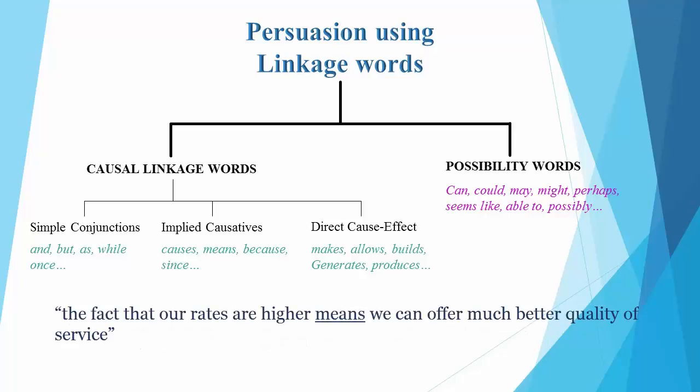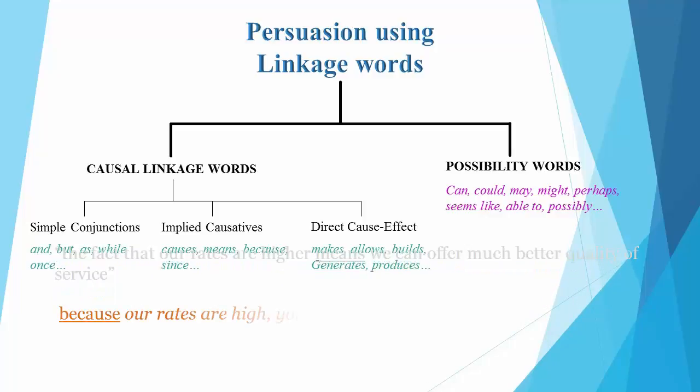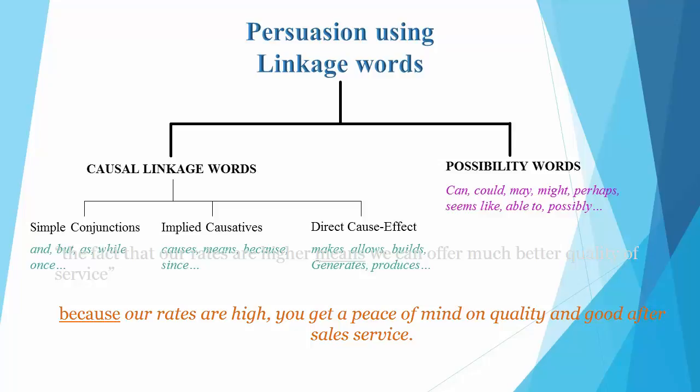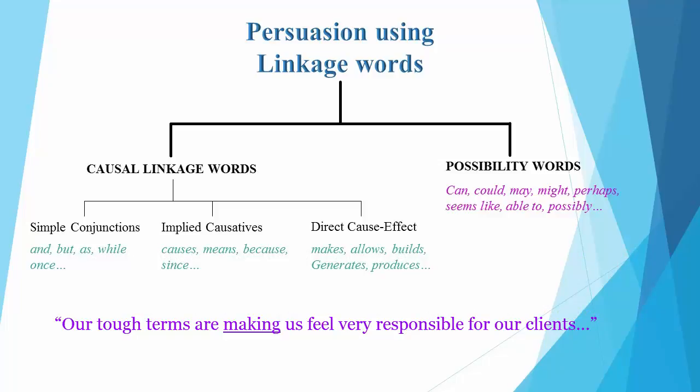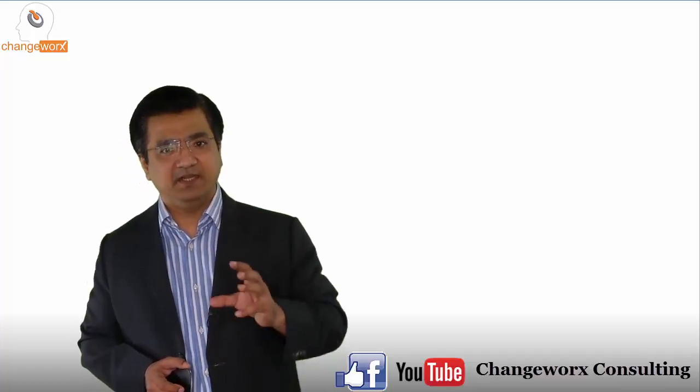The fact that our rates are higher means we can offer much better quality of service. Or let's put it with some other causal linkage words. Because our rates are high, you get a peace of mind on quality and good after sales service. Let's take another example. Our tough terms are making us feel very responsible for our present and past clients. Now here I have deliberately mentioned this sentence to demonstrate that when it comes to something that we offer, it's best not to mention the words of possibility.